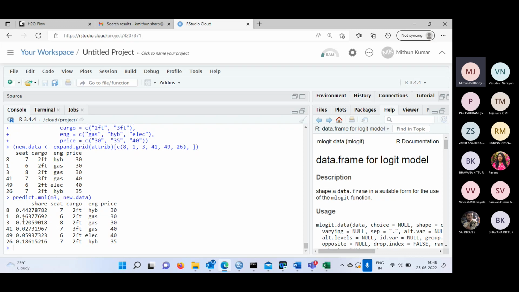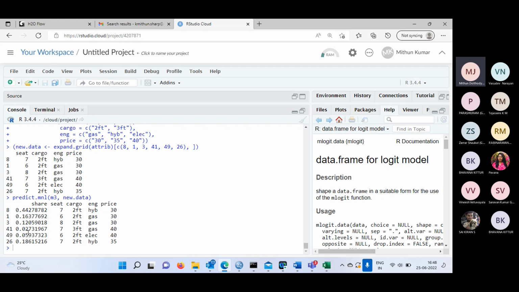The third one is what I was just reading out earlier, the second record with 7-seater, 2 feet cargo, gas engine type, and 30,000, which is almost 16%. So here itself, if you add 44 plus 16 is 60. 60 plus 18 is around 88. So mostly 88% of your market share is driven by vehicles with these set of features. That's what you can say.